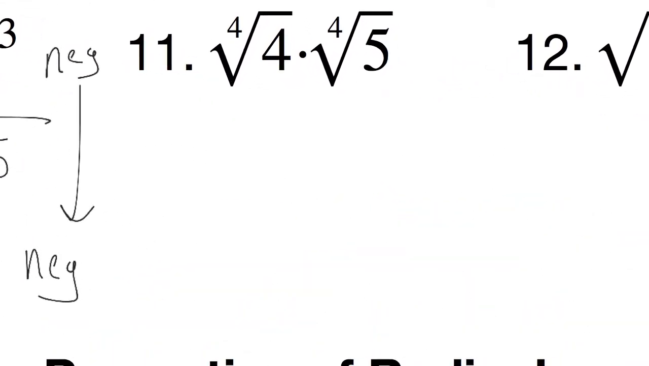Here, you can see that we've got the 4th root of 4 and the 4th root of 5, so you can combine them to get the 4th root of, multiplying, you get 20.